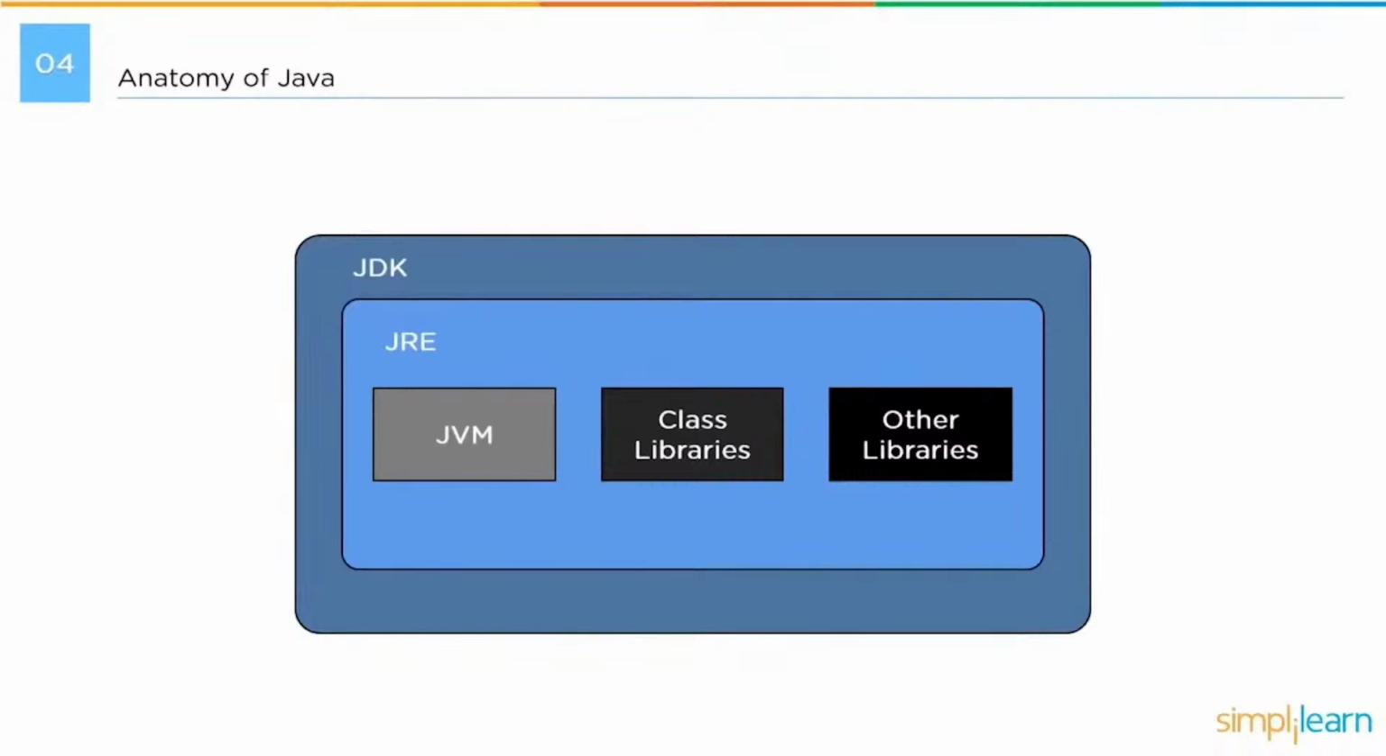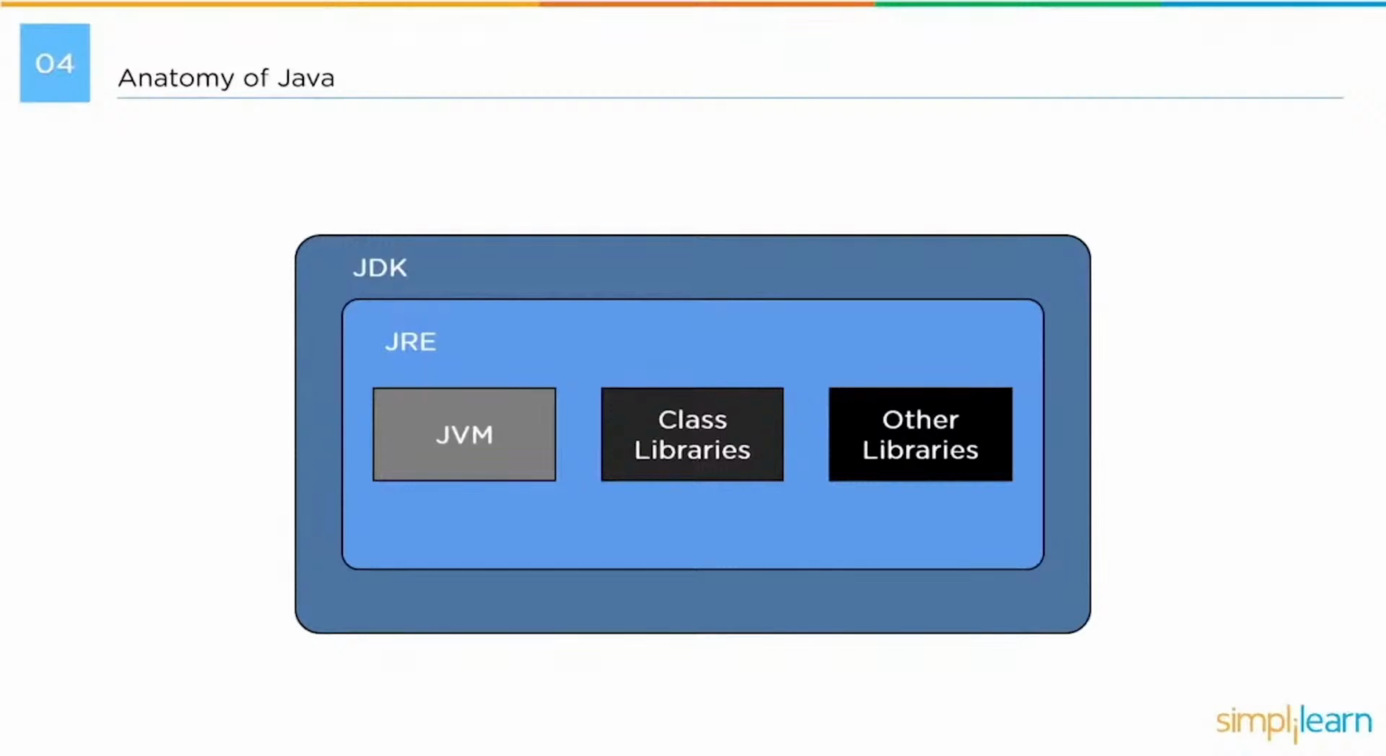This is what you're going to install on your machine. Once the JDK, or Java Development Kit, has been installed, the JDK will provide a lot of other components as well, like the Java Runtime Environment or JRE, the Java Virtual Machine or JVM, some class libraries, and some other supporting libraries. So let us understand what happens when your program is run and how these components work together to make sure that your program runs as expected.